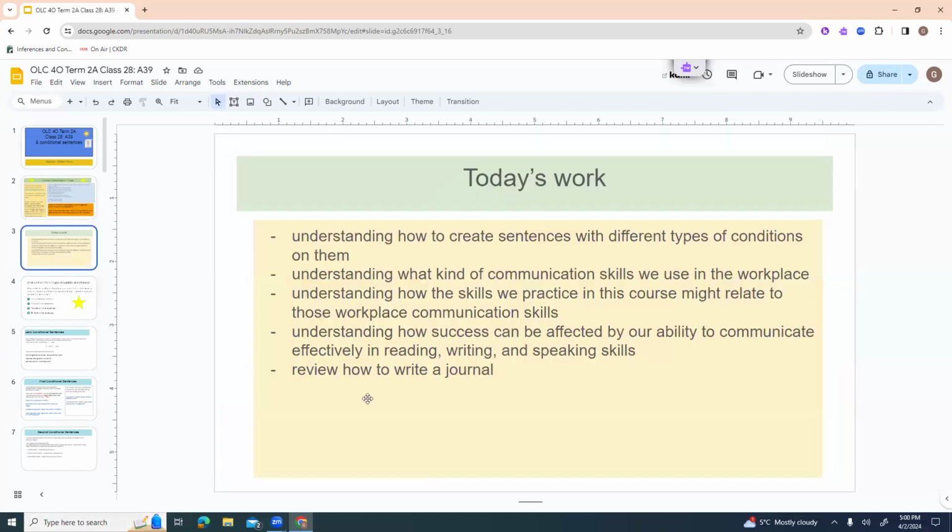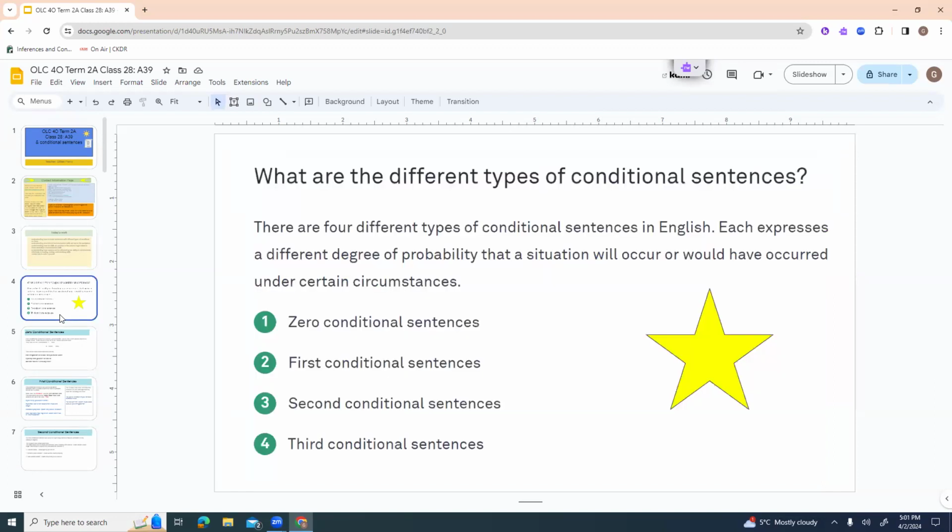Okay. Today's work: understanding how to create sentences with different types of conditions on them, understanding what kind of communication skills we use in the workplace, understanding how the skills we practice in this course might relate to these workplace communication skills, understanding how success can be affected by our ability to communicate effectively in reading, writing, and speaking skills, and review how to write a journal.